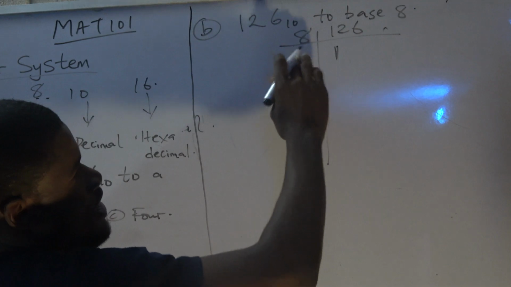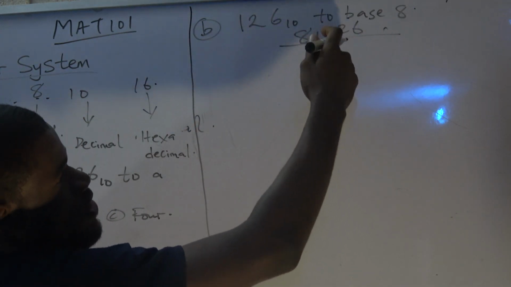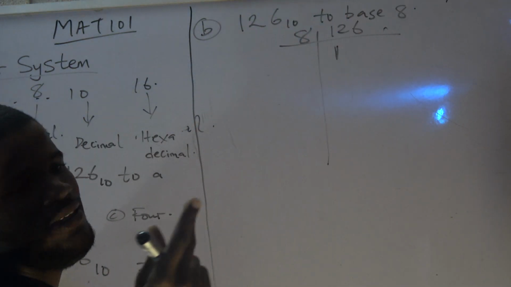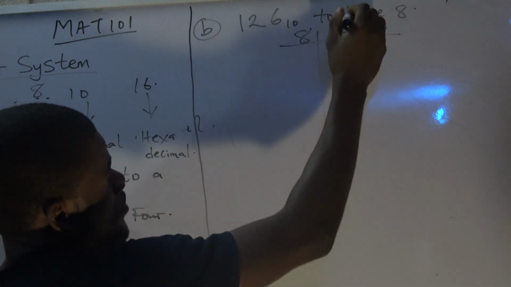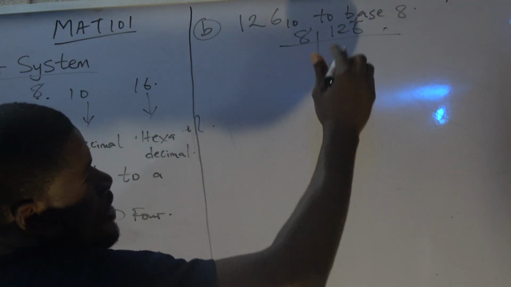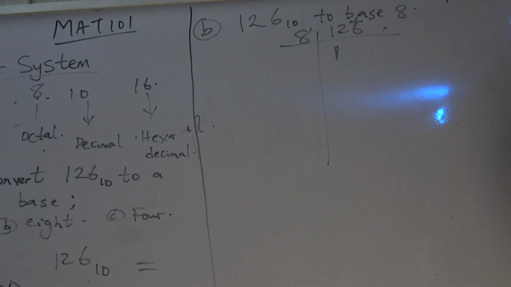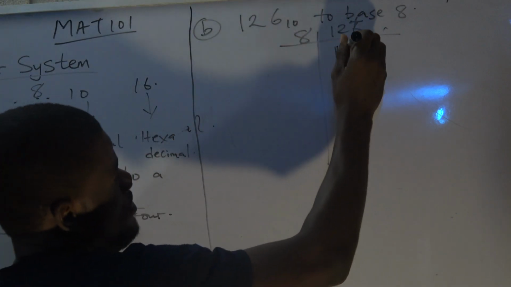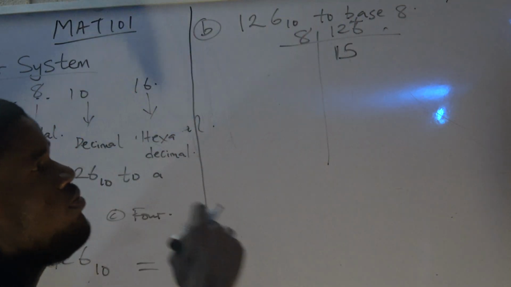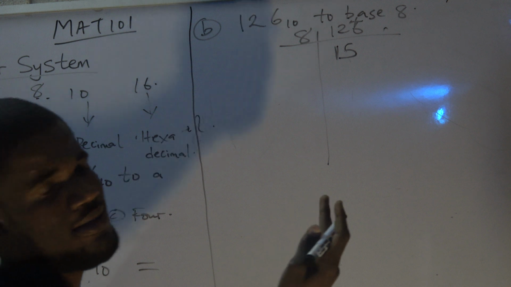Okay, 8 times 1 is 8. That will give you remainder 8, 9, 10, 11, 12, so remainder 4. You had it here. Now you have 46. Now 8 in 46 is actually 5. 8 times 5 is 40, so you have remainder 6.